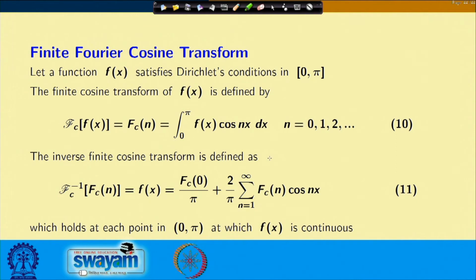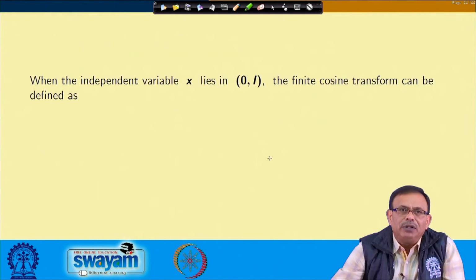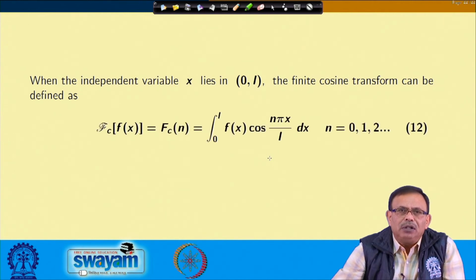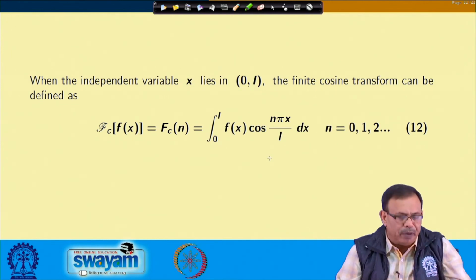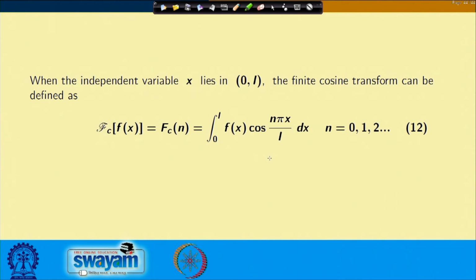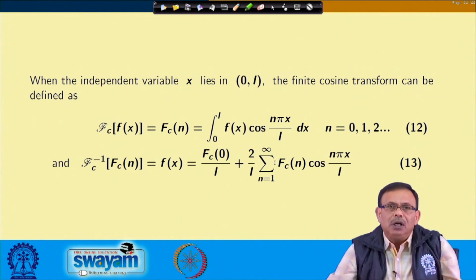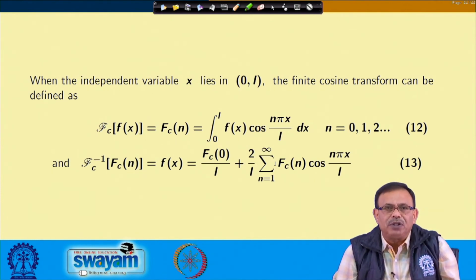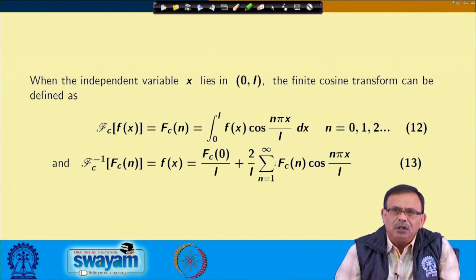So, f c 0 and f c n came in the same way as we have discussed for the case of Fourier sine transform. And when the independent variable x lies in 0 to L, the only change will be the limit of the integration is from 0 to L. So, that f x cos n pi x by L, and this is n equals 0, 1, 2 like this, and inverse Fourier cosine transform will be f x equals f c 0 by L plus 2 by L summation n equals 1 to infinity f c n into cos n pi x by L. So, by this way we are defining Fourier finite sine transform and finite cosine transform.